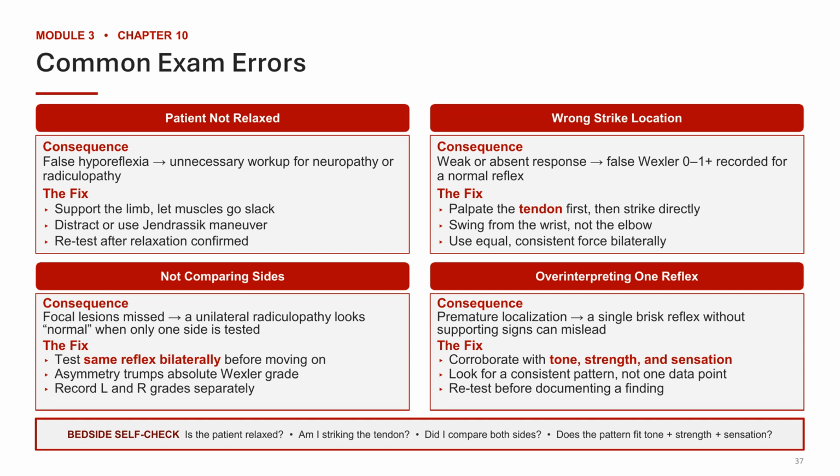Error 4. Overinterpreting a single reflex. The consequence is premature localization. One brisk reflex without supporting findings can send you down entirely the wrong path. The fix. Corroborate with tone, strength, and sensation. Look for a consistent pattern rather than a single data point, and retest before you document an unexpected finding.